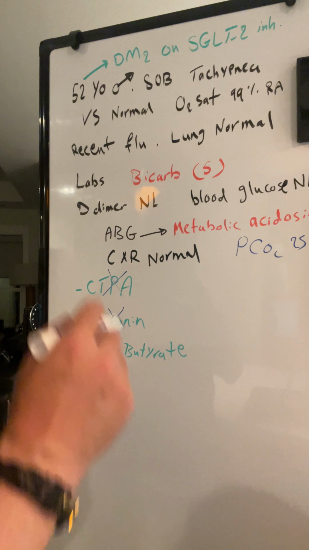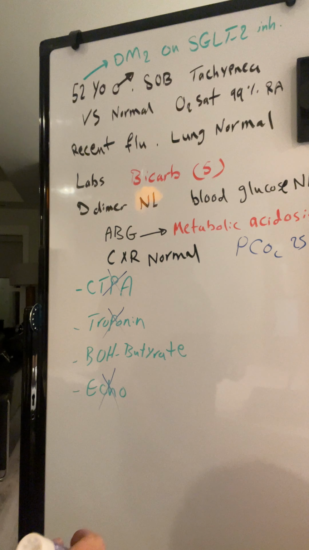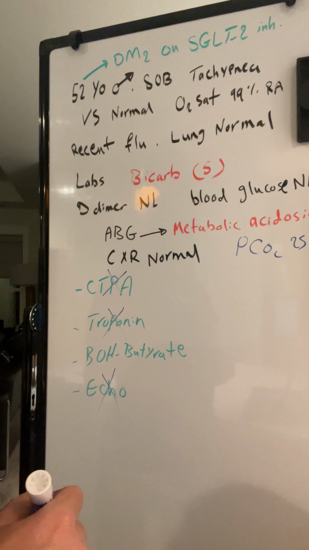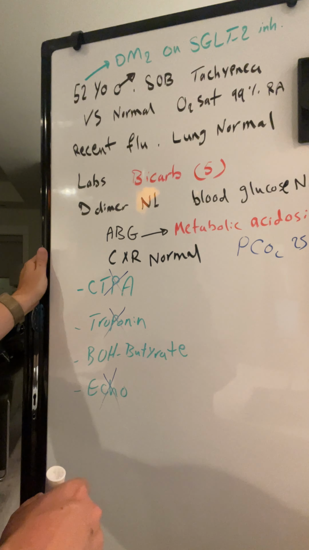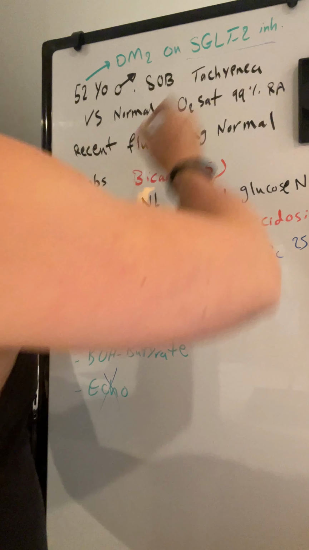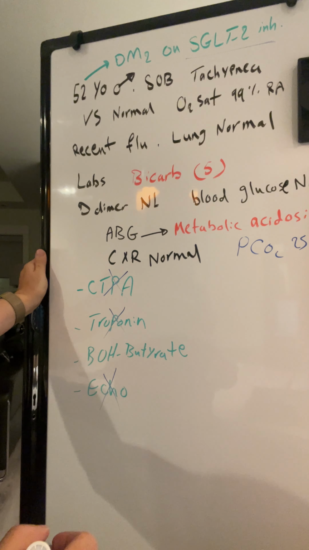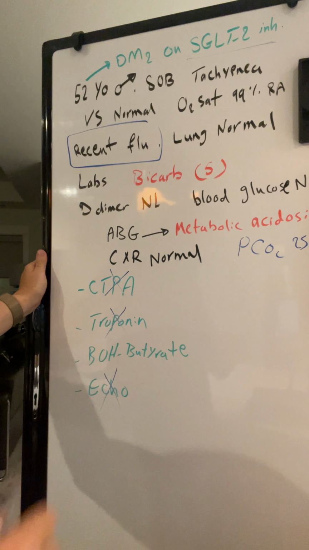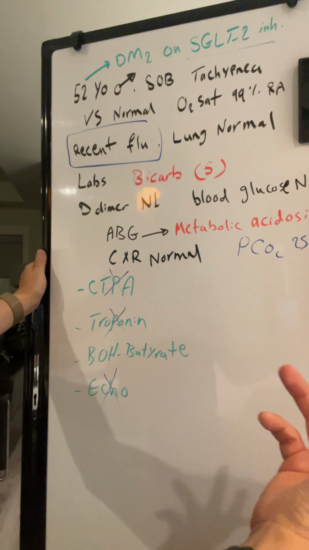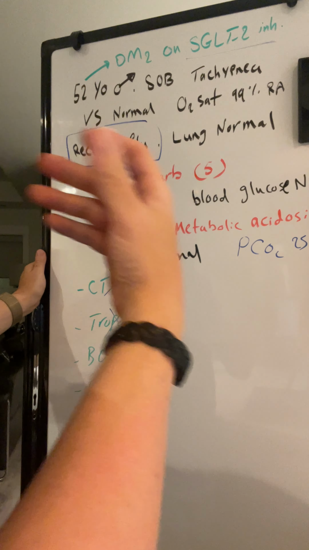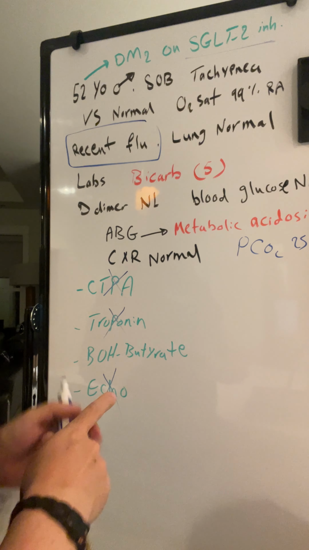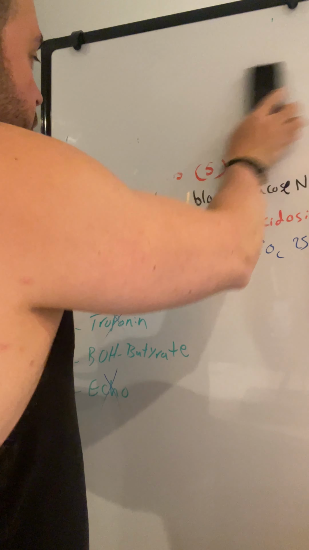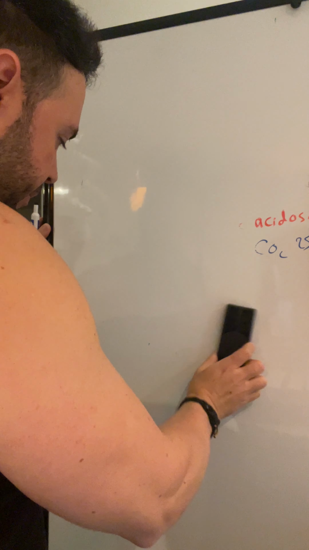beta-hydroxybutyrate, because this is a case of euglycemic, normal glucose, diabetic ketoacidosis, which happens in patients who are on SGLT2 inhibitors when they are under certain stress: a recent infection, surgery, any acute illness that is happening to the body. This is a very important concept, and I guarantee you will get this question on the exam.